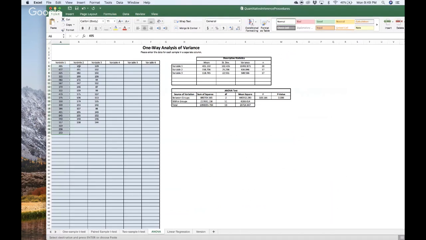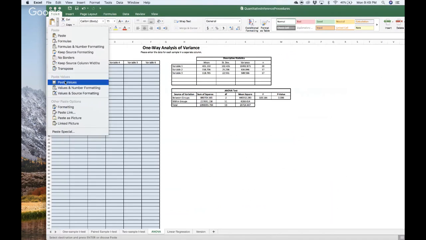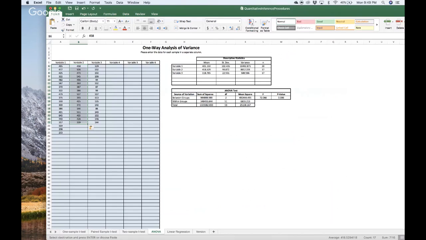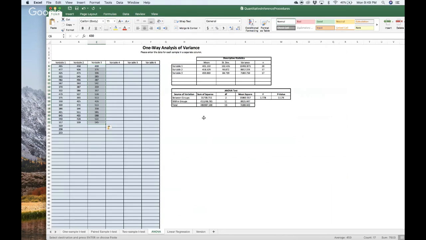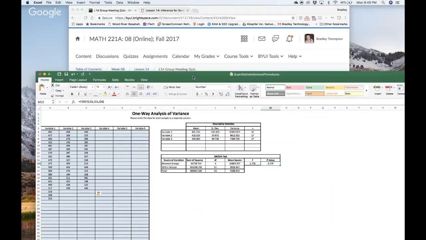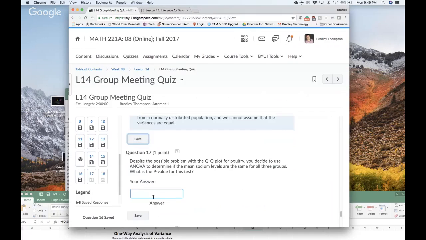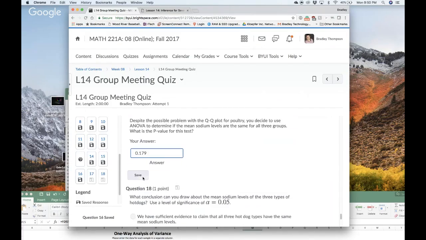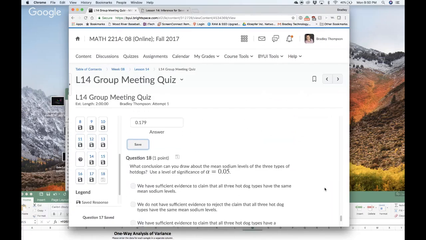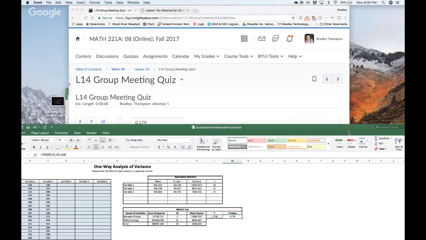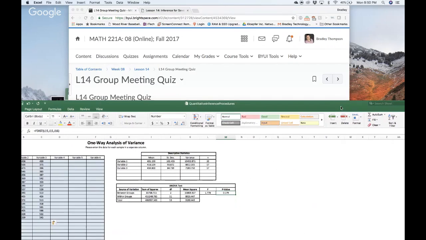Despite a possible problem with the QQ plot for poultry, you decided to use... Okay, so there we are. The p-value is 0.179 for 17. What's the conclusion we can draw from the sodium levels of 3 hot dogs if alpha equals 0.05? So the p-value is greater than.